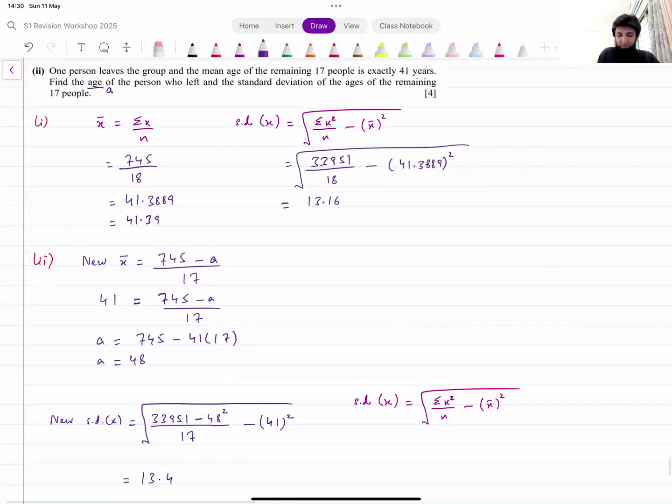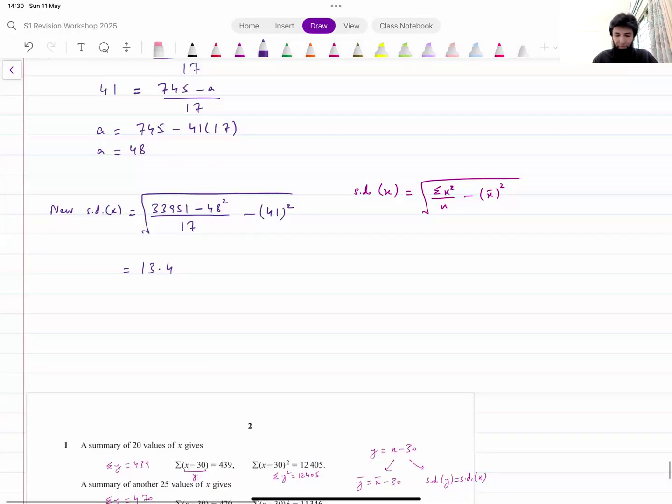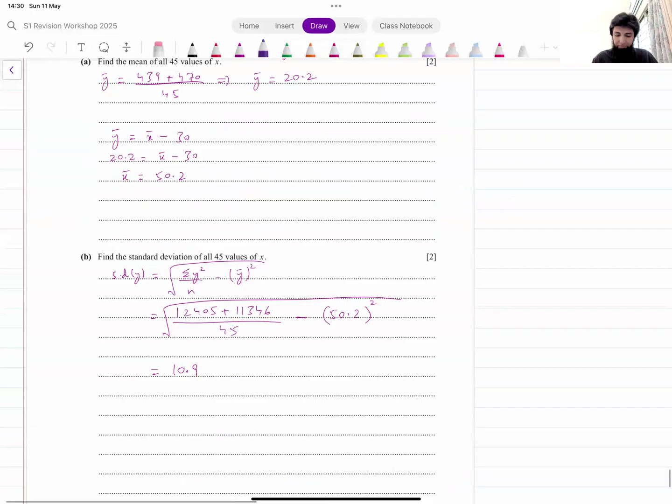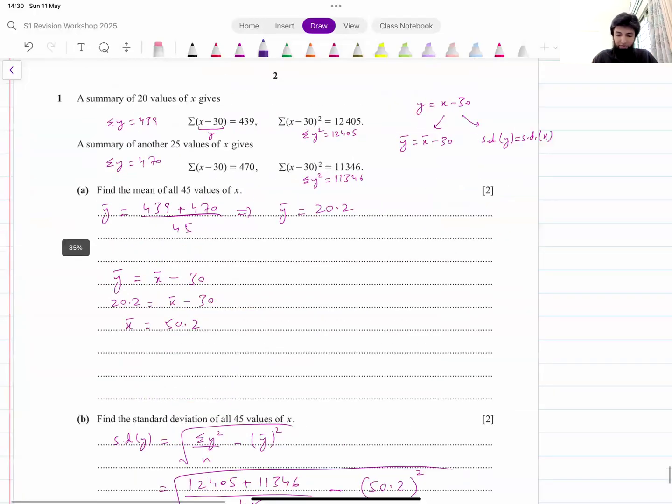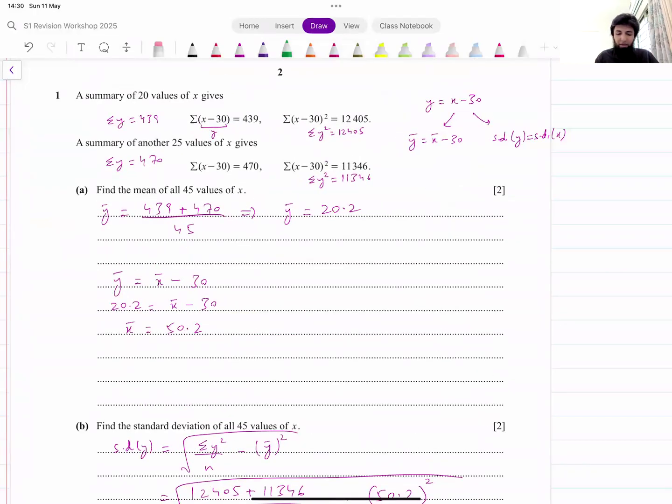So you can have some value removed from the data like this, and you might have to find the new mean, new standard deviation, or some other missing information from the data like this. Okay, one last example. These were fairly straightforward examples, most of them actually.